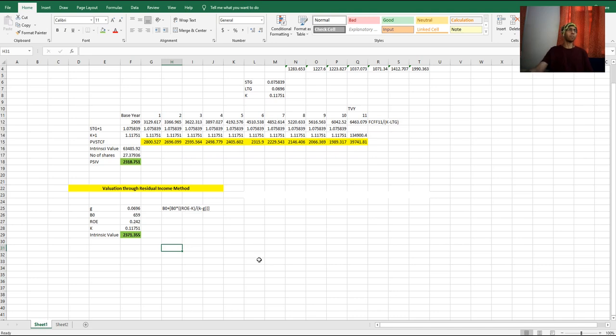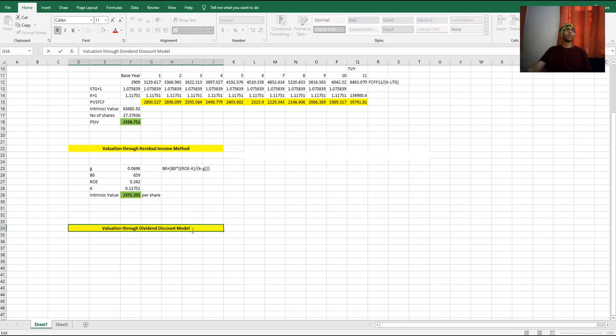This is the per share number directly only, right? This is the per share number because the book value was per share. We did not take the entire book equity here. So this is the per share value. We have directly deduced it. Now the third and the last valuation that we need to do is the valuation through the dividend discount model. So let's get on with it.